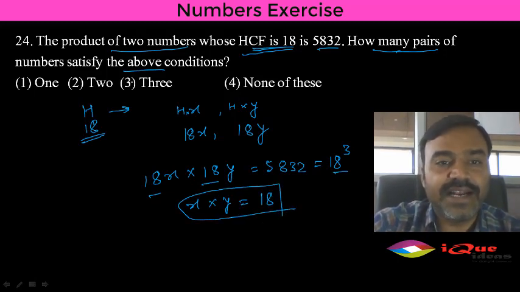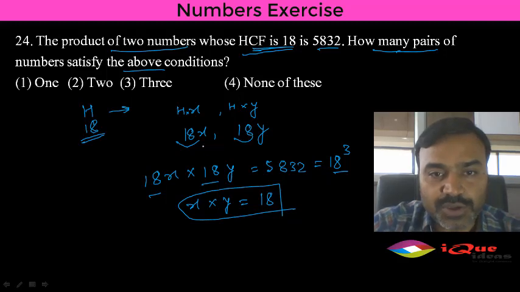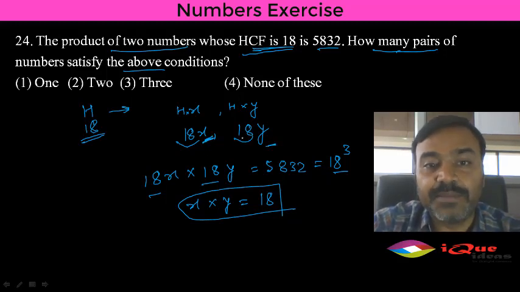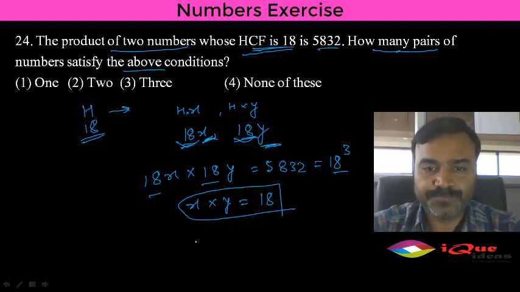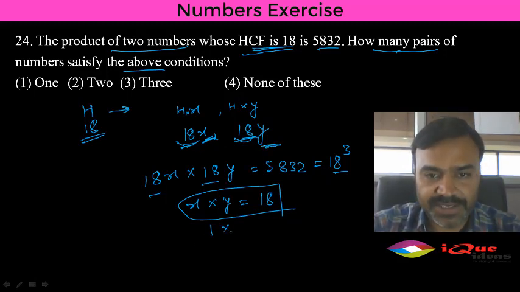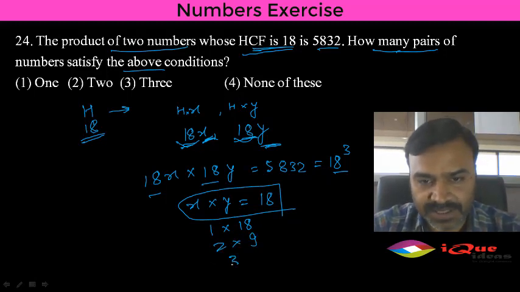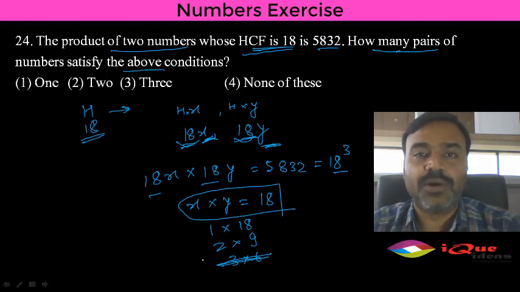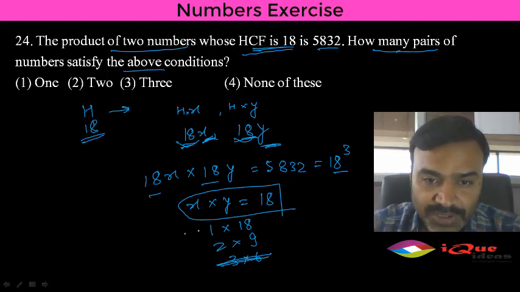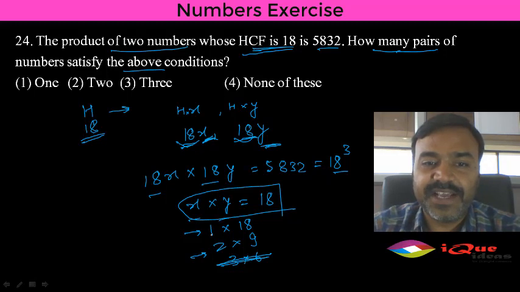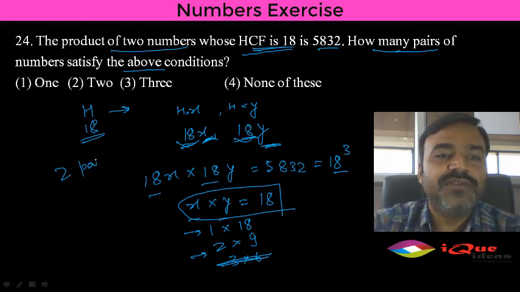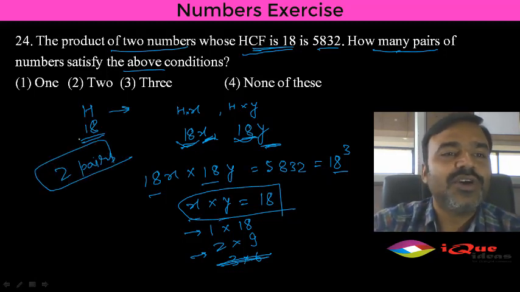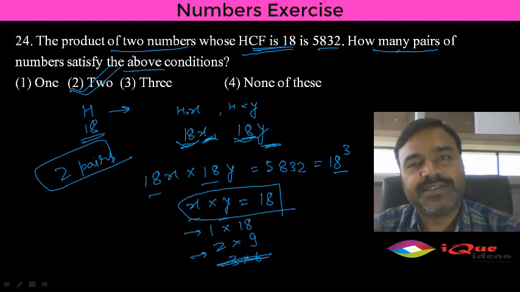And just understand that 18 is the highest common factor. So there should not be anything common between x and y. So x and y should not have any common factor, right? So the possibilities are 1 into 18, 2 into 9, that's it. 3 into 6 is another possibility of factorization, but this is not the correct situation because 3 is a common factor between them. So there are only 2 possible pairs of x and y, hence there are only 2 possible pairs of numbers, right? So the second option will be the correct answer.